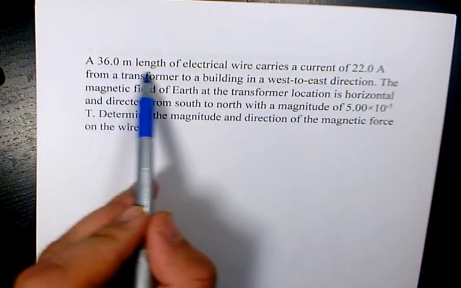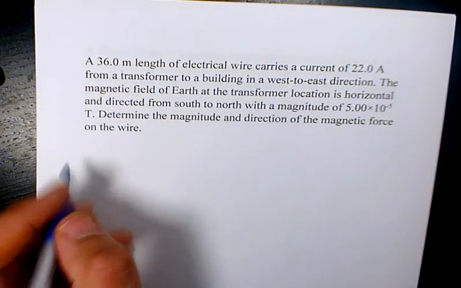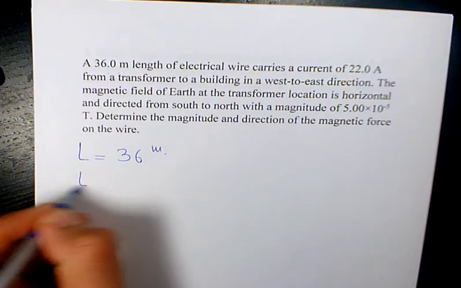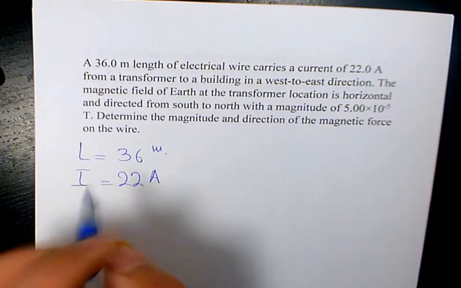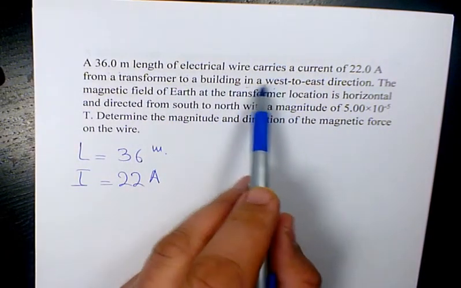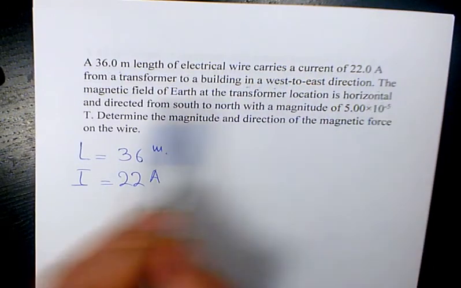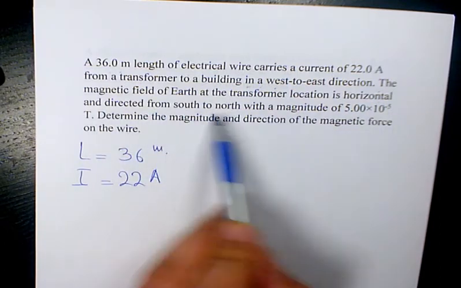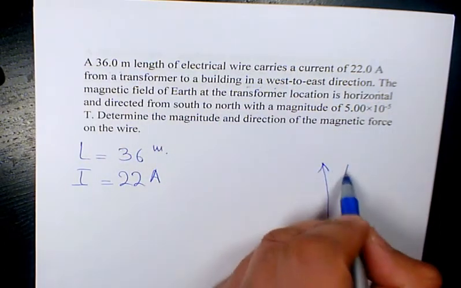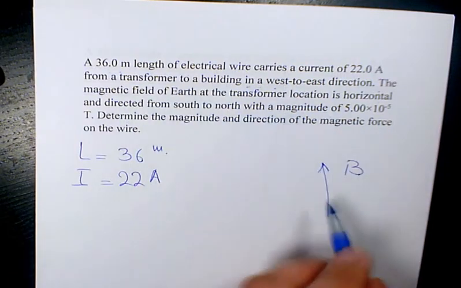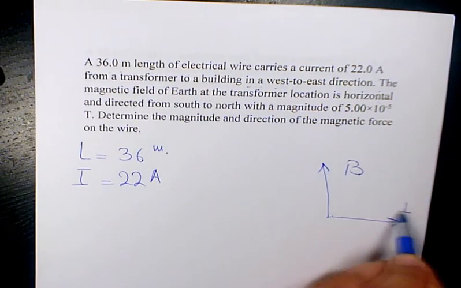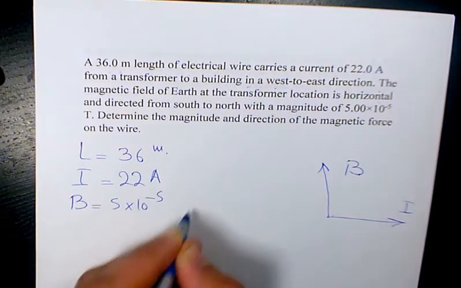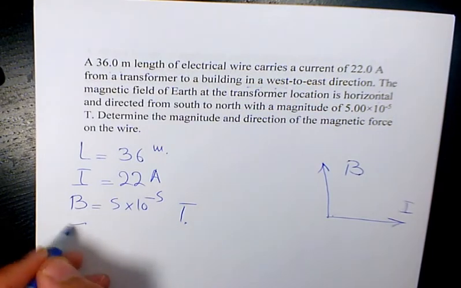A 36 meter length of electric wire carries a current of 22 amp. So L, length, is 36 meter. Electric current is 22 amp. From a transformer to a building in a west to east direction. The magnetic field of Earth at transformer location is horizontal and directed from south to north. South to north is B. And the wire is west to east. And B is 5 times 10 to the power of negative 5 Tesla. Determine the magnitude and direction of the force.